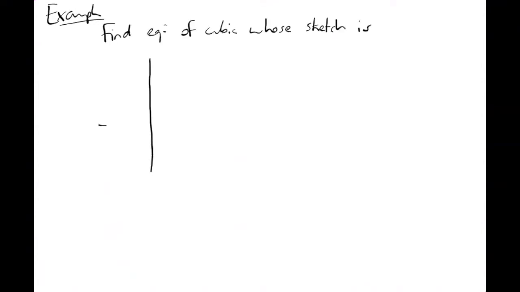Another kind of example we're going to look at. Find the equation of a cubic whose sketch goes through minus 2, 3 and 5. Well, the nice thing about this is it tells us the solutions: minus 2, 3 and 5. So I can just write down the answer.